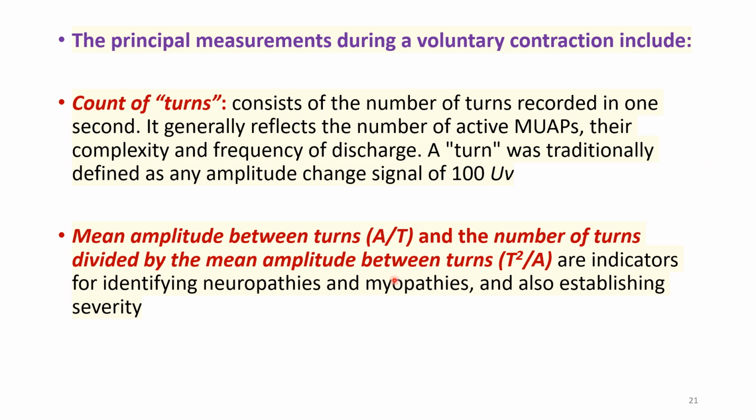Next, coming to the mean amplitude between turns and the number of turns divided by mean amplitude between the turns. Okay, so A by T and T square by A. What is A by T? Mean amplitude divided by number of turns, and the square of the number of turns divided by mean amplitude. These two also we should calculate. These are the indicators for identifying neuropathies and myopathies, and also they can establish the severity of the disease.